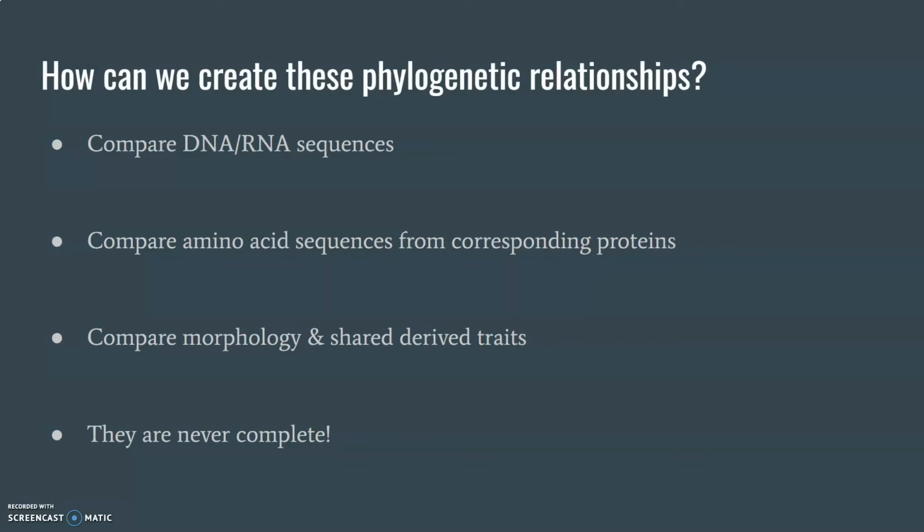The third way is they can compare morphology and shared derived traits. The more traits the groups share, the more recently they shared a common ancestor. And this can also be deciphered using fossil evidence. One thing that's really important about these relationships and for your understanding is that these are never complete. Scientists are always revising their findings. Scientists are always getting new evidence so they can make better inferences and update their diagrams. So these are not set in stone at all.